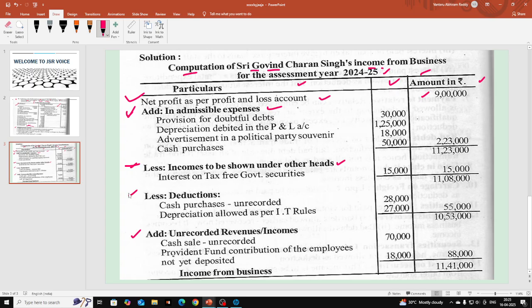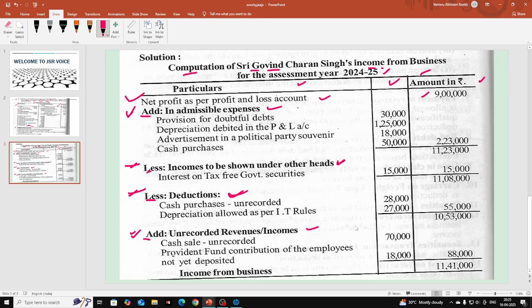The third head is deductions. This also you have to deduct, less deductions. So the first one is inadmissible expenses, add; the second one is less, income to be shown under other heads; and the third one is again less, that is deductions. Here also you will get very few items, sometimes you don't get any. The fourth one is add: unrecorded incomes or revenues. These are the total four heads.